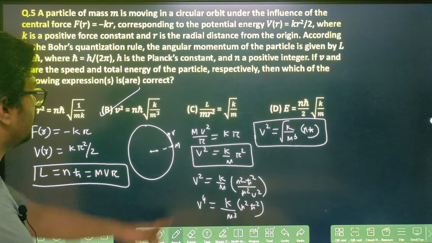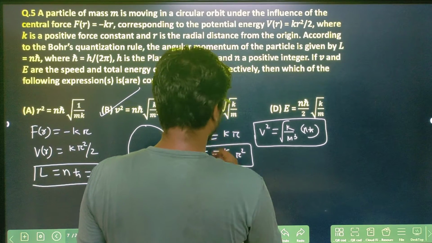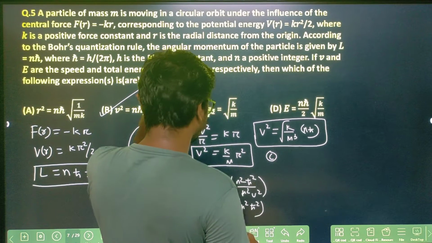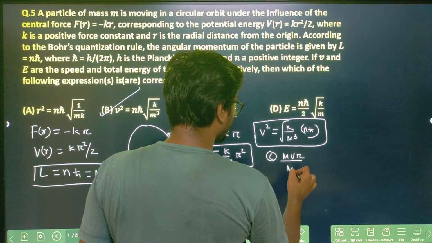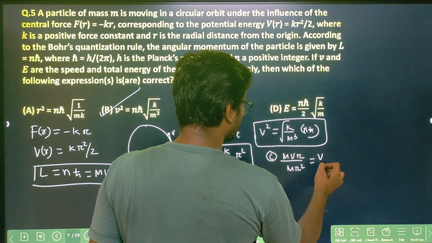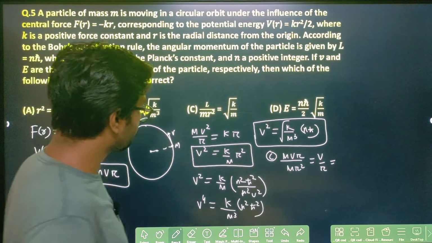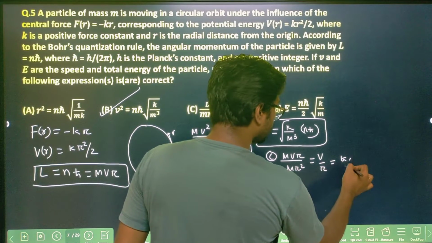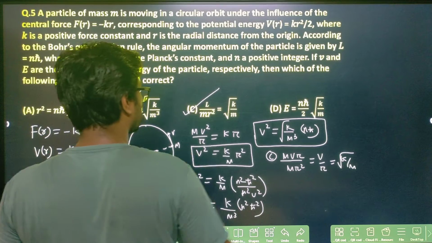Now let's check option number C. Option C is basically telling you L divided by m r square. L you know is mvr divided by m r square. This is basically v by r. So v by r, you will see here, v by r equal to root of k by m, right? So this will be root of k by m. So this is also true, C is also true.